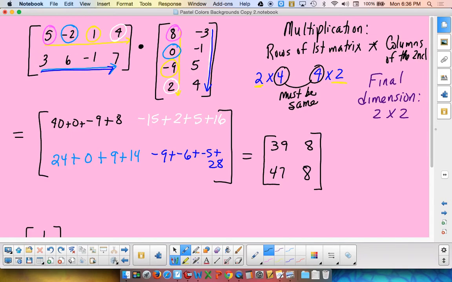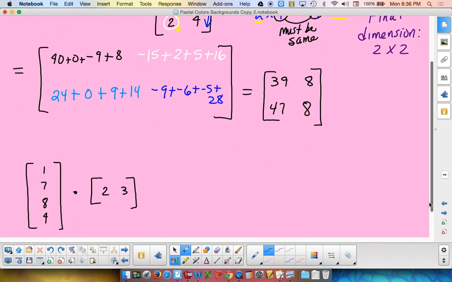So let me play a few games with you here a moment, off to the side. If I told you you were going to take a 4 by 7 times a 7 by 9, A, is it possible? Yes, because the 7s are the same. And B, what's the resulting matrix going to be? Yes, indeed, it's going to be a 4 by 9.